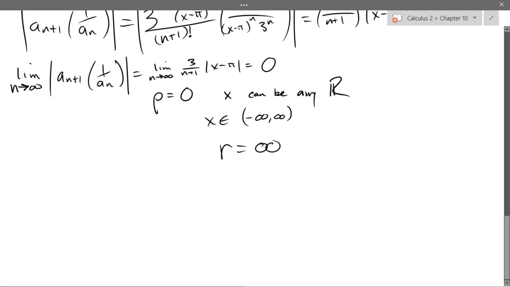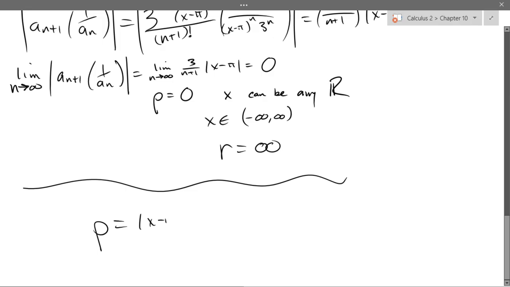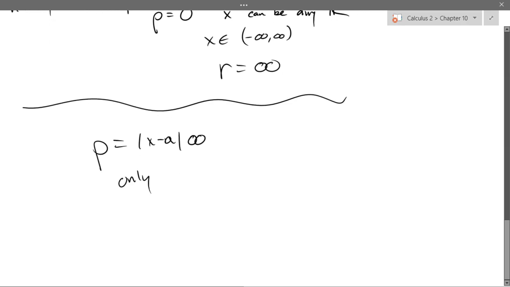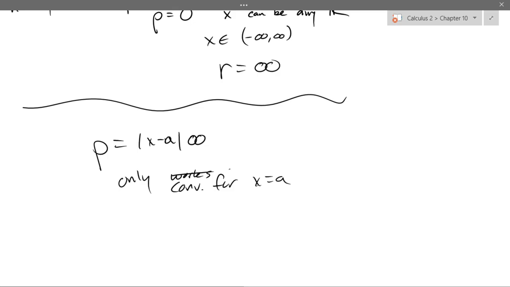If for some reason you got the other extreme conclusion, rho equals x minus some number times infinity, there's only one x value this will work for. So this only converges for x equals a. So these are the two extreme cases. You either get 0, which means everything converges, or if you get infinity, it means just the x value that makes it 0 converges. Anywhere in between, you'll get a radius that is a positive number. So you could get 1, which we saw. You could get any other fraction, whole number, anything else.